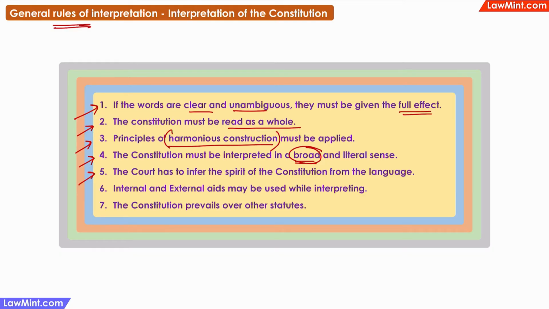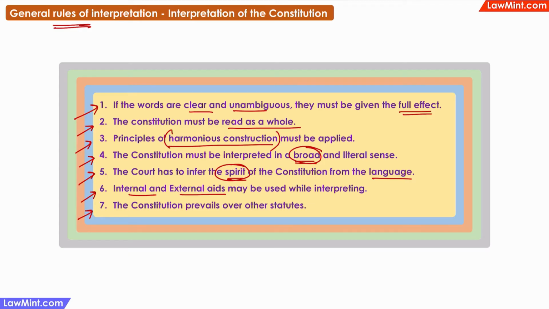The fifth rule is that the court has to infer the spirit of the Constitution from the language. The courts will use the preamble, the fundamental rights, constitutional rights, the directive principles, and the other articles to understand the real spirit and the intent behind the articles and interpret them accordingly. The sixth rule says that internal and external aids may be used for interpreting. Again, this is common sense.